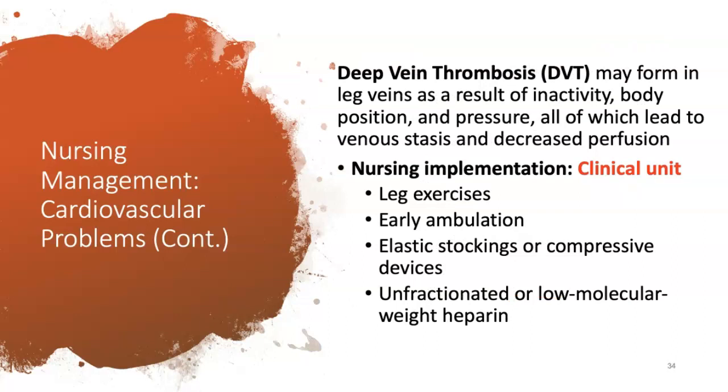Deep vein thrombosis may form in leg veins as a result of inactivity, body position, and pressure, all of which lead to venous stasis and decreased perfusion. Patients should alternately flex and extend all joints 10 to 12 times every 1 to 2 hours while awake. Early ambulation is the most significant general nursing measure to prevent postoperative complications. It's so important. So with ambulation, you're going to slowly progress. You're going to monitor the pulse and assess for feelings of syncope.